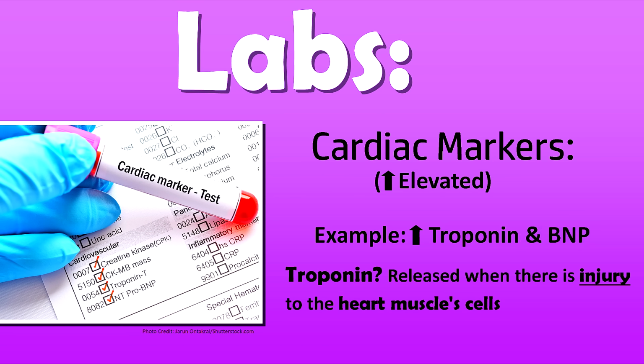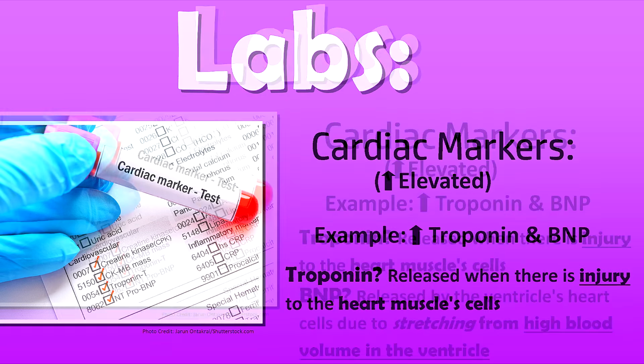Now, what is a troponin? Well, troponin is a substance released when there is injury to the heart muscle cells. And we know in cardiogenic shock that these cells are getting stressed out, so this can increase troponin levels, and especially can increase troponin levels if there's been significant damage to the heart muscle cells through like a myocardial infarction.